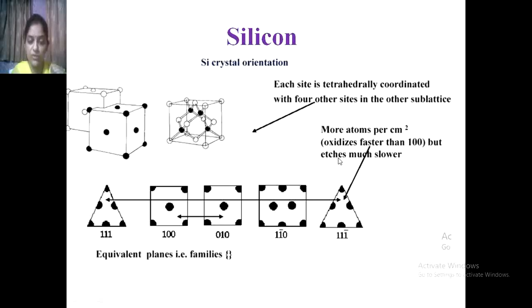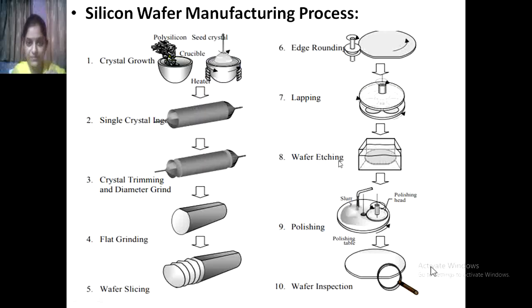Whether it is used for the oxidation or whether it is used for the etching. Then next, the silicon wafer manufacturing process. It is a very important one, that silicon wafer manufacturing process. If you see here, the 10 steps are shown in the silicon wafer manufacturing process.